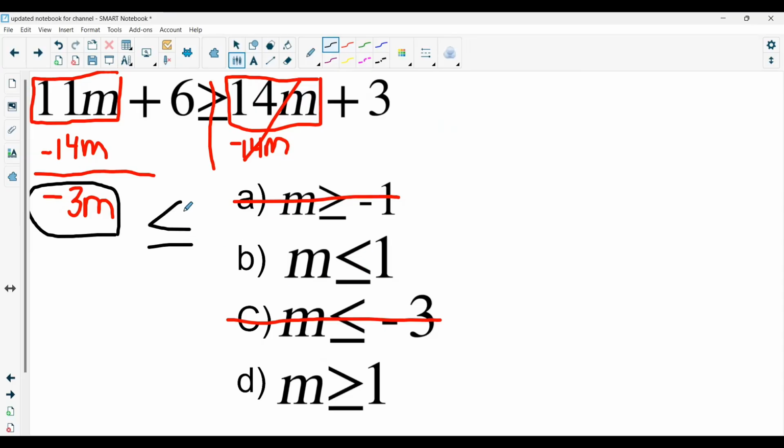Which one has the sign flipped, either B or D? I think it's B. Our answer is B. You see how we got that in our Desmos, and all we had to do was figure out if our sign is going to flip. And we did that by combining our like terms.